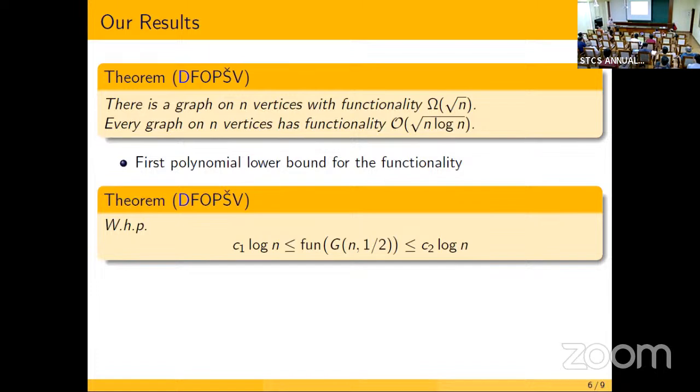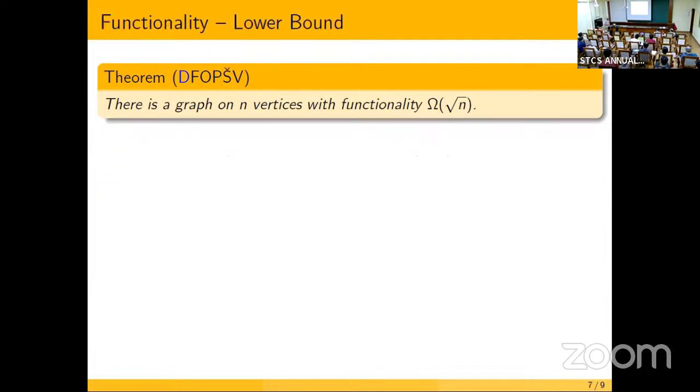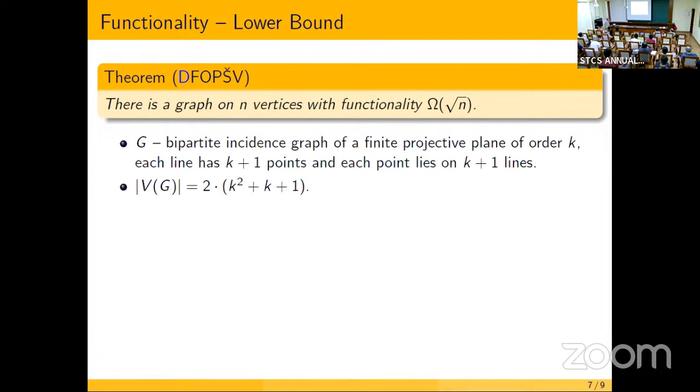You will see. Today I will speak about the first result. I will not speak about the other result. Okay, so what's the lower bound? The graph with high functionality is an incidence graph of a finite projective plane of order k.